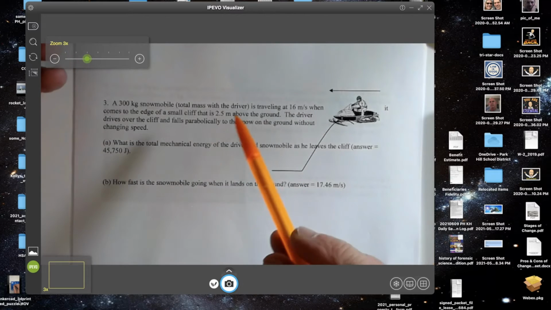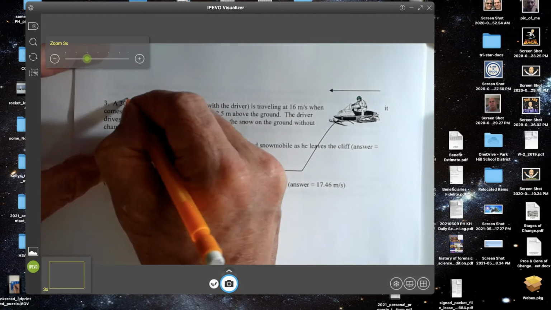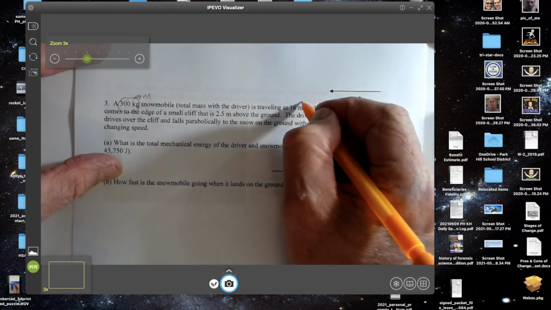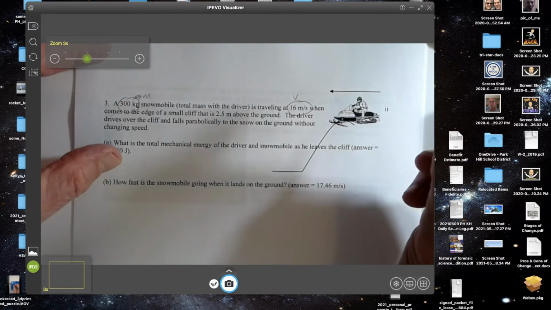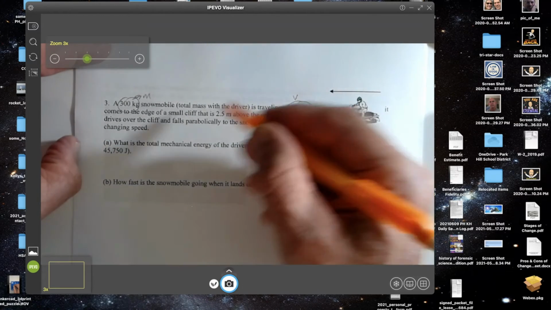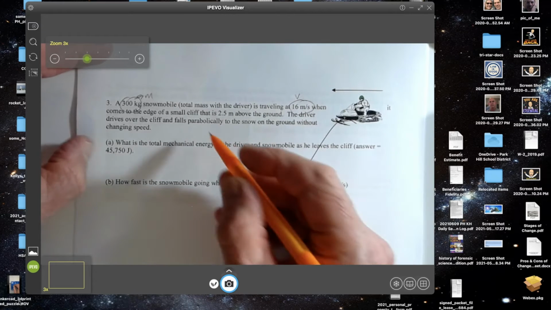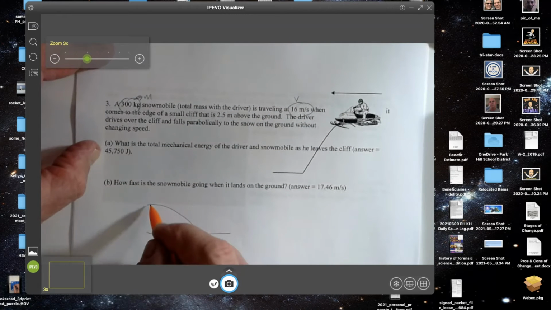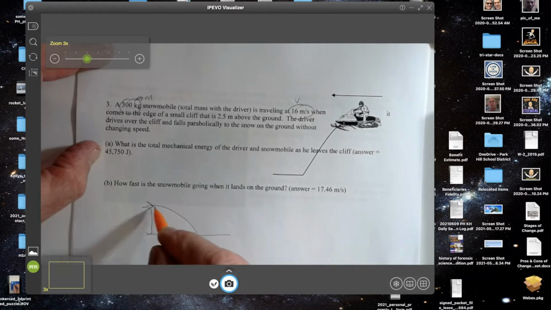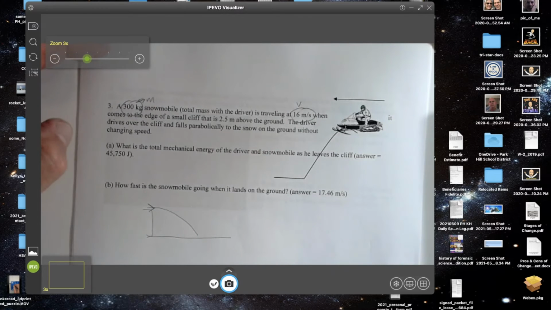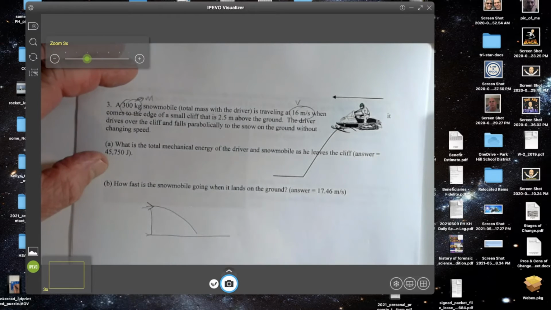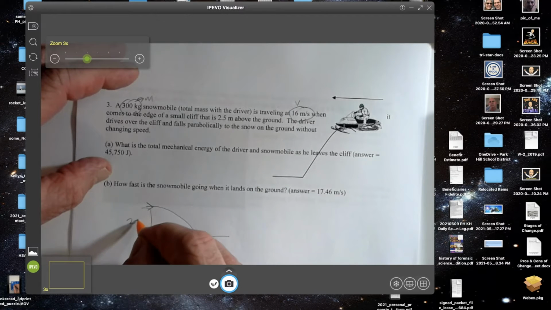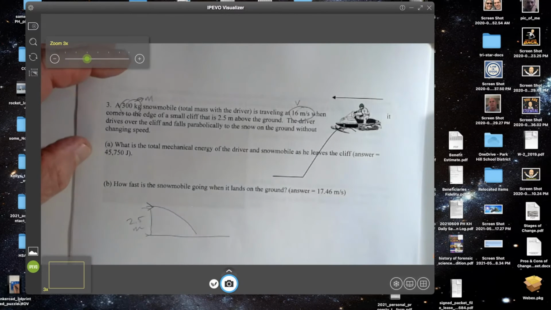So in this case, we've got this snowmobile. There's your mass, and it's traveling with this velocity. Okay, so the snowmobile then comes to a small cliff that's 2.5 meters above the ground. So basically, the snowmobile is going to then move in a trajectory that's basically parabolic. Once it leaves the cliff, it's going to be in free fall. The height above the ground is 2.5 meters.